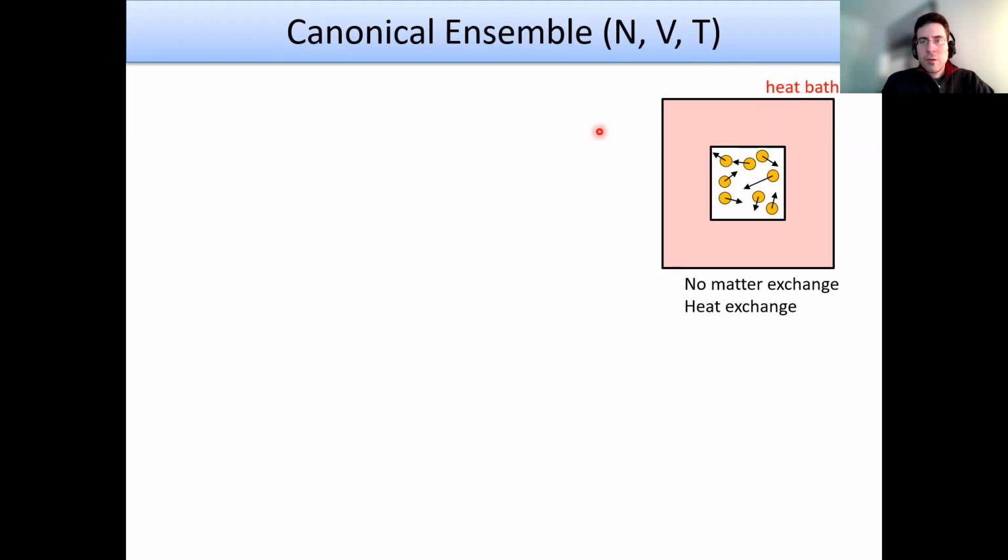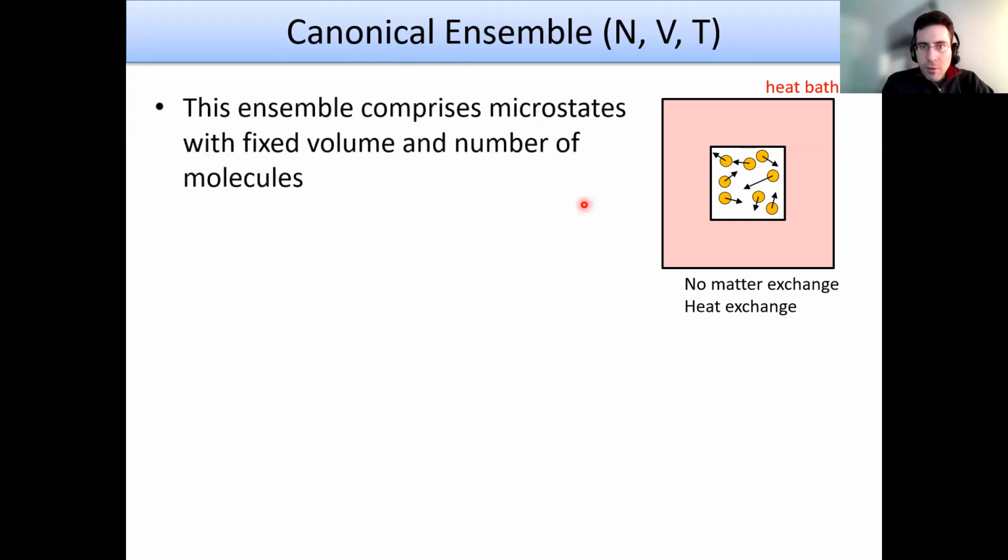So the canonical ensemble is an ensemble in which we have microstates with fixed volume and number of molecules. We also have our system being in thermal equilibrium with a heat bath, which means that the temperature of the small system is almost equal to a constant, namely the temperature of the heat bath.